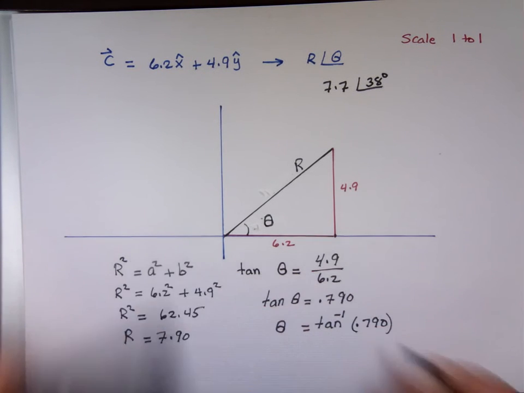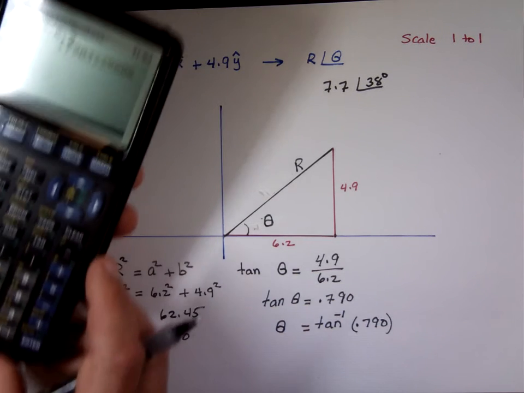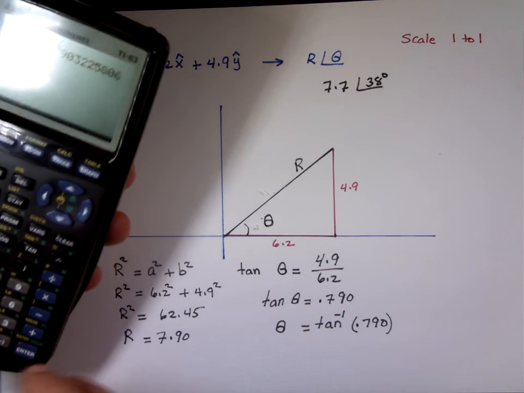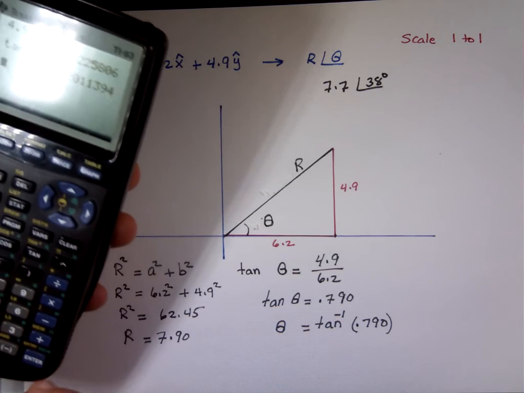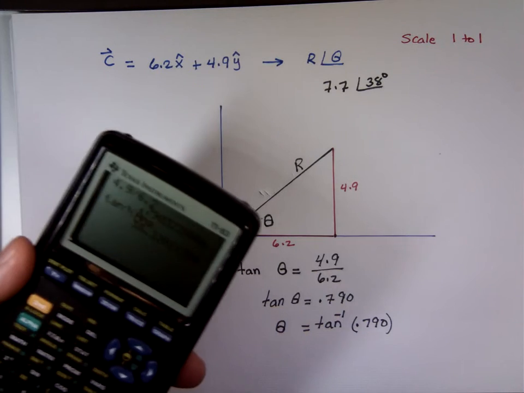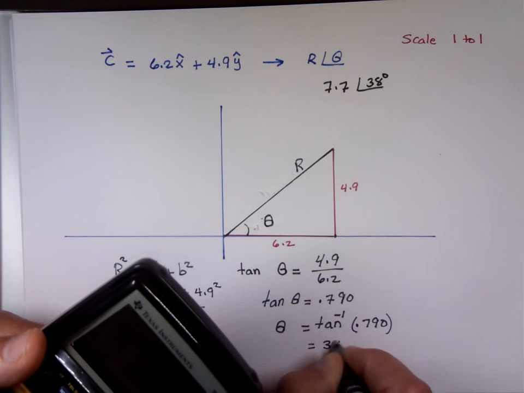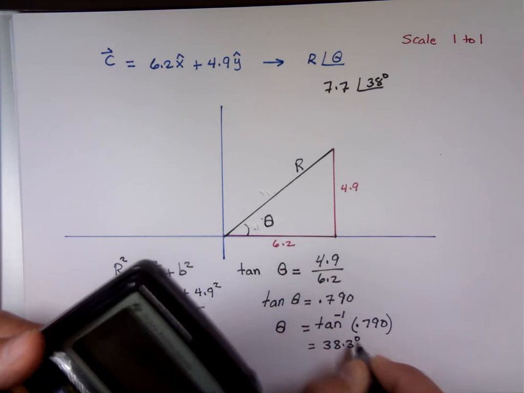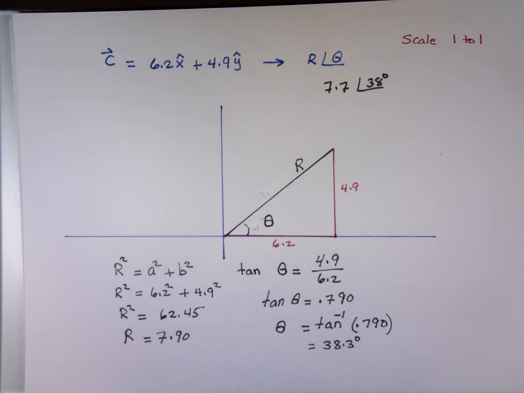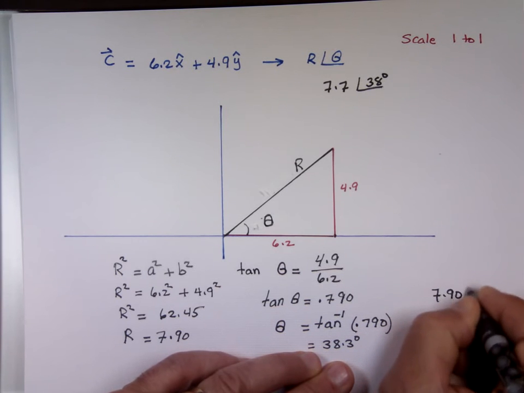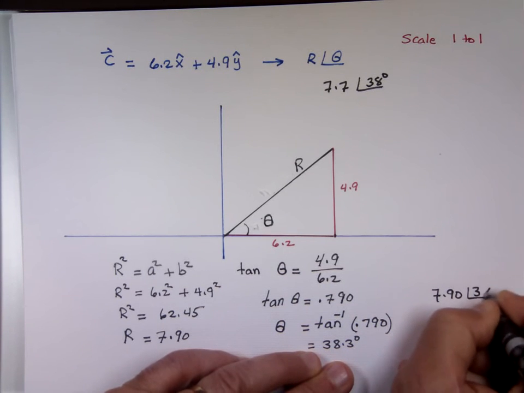So I'll go to my calculator, I hit the second tangent, which is the inverse tangent of 0.790, and this is 38.3 degrees. And we got 38 degrees. So if you want the resulting answer now, it is really 7.90 at an angle of 38.3 degrees.